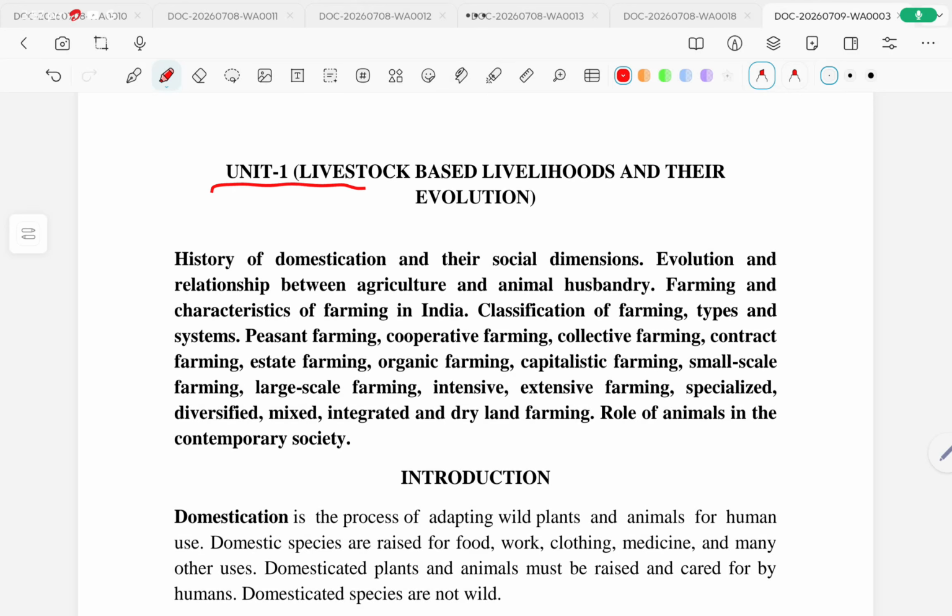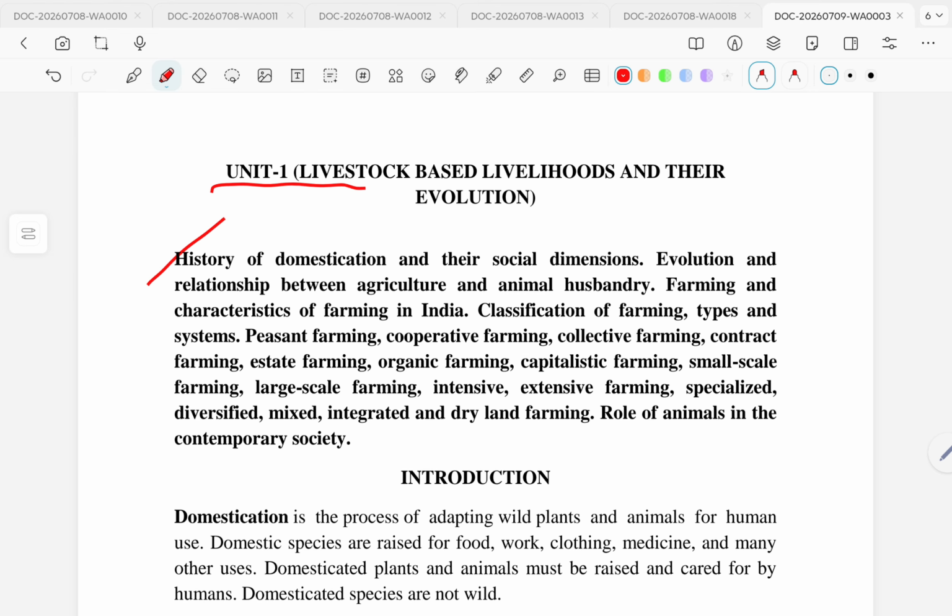Unit first, livestock-based livelihoods and their evolution. History of domestication and their social dimension. Evolution and relationship between agriculture and animal husbandry.